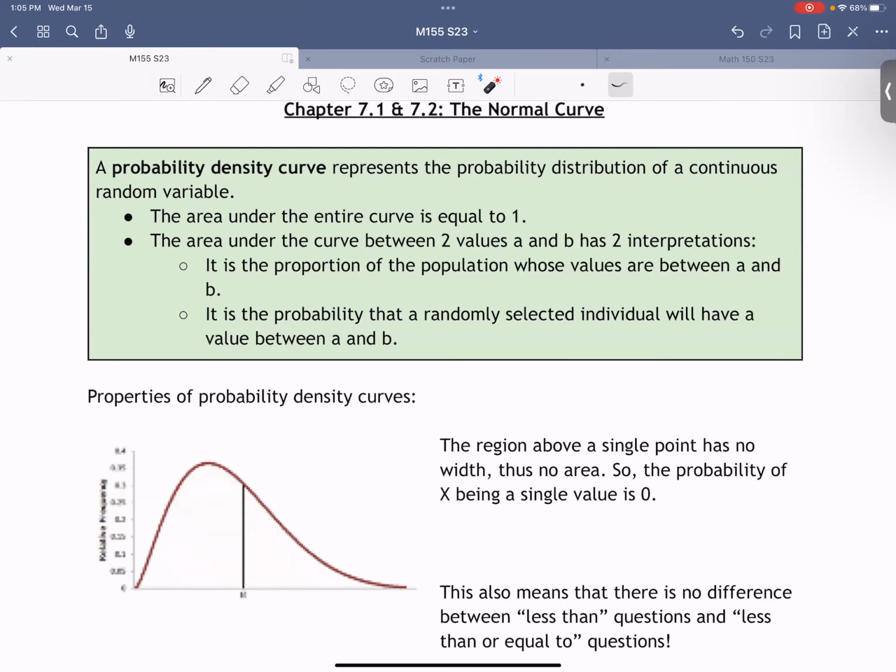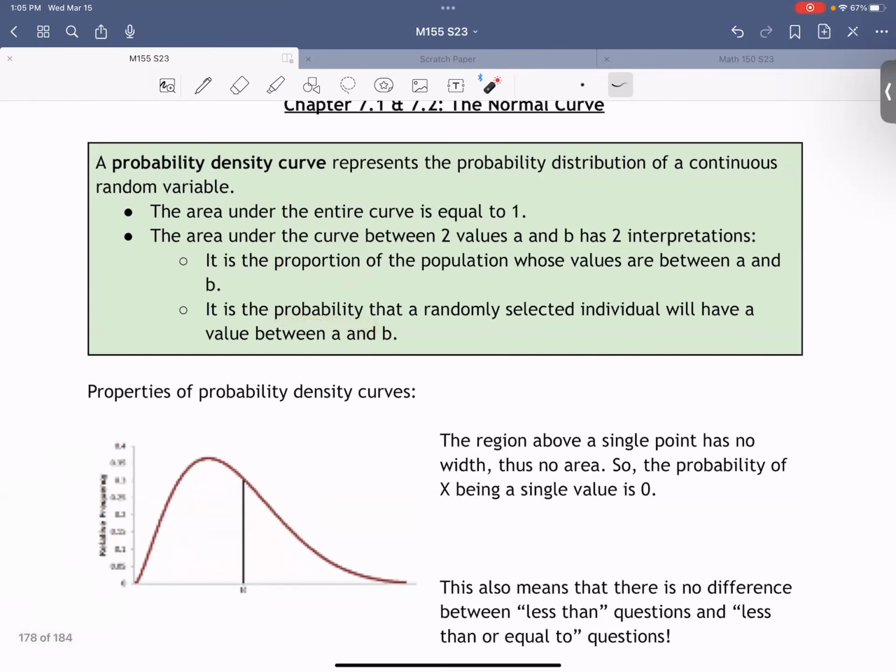Now, whenever we talk about the area underneath a curve in this class, it's going to represent the proportion of the population that is described using that area. And it also describes the probability of that area as well. So the idea of a fraction or proportion is the same as probability in this section.